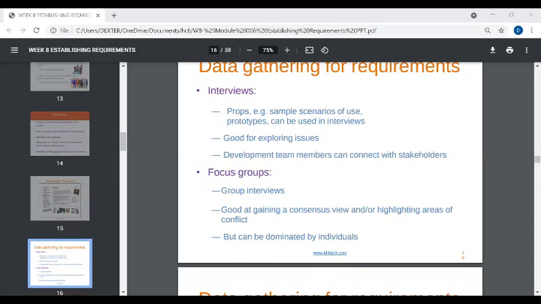In the context of establishing requirements, it is equally important for development team members to meet a stakeholder and for users to feel involved. So this on its own may be sufficient motivation to arrange interviews. Then focus groups are good for gaining consensus views and highlighting areas of conflict and disagreement during the requirements activity.